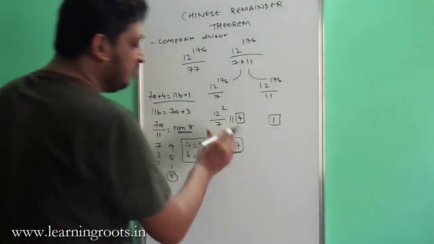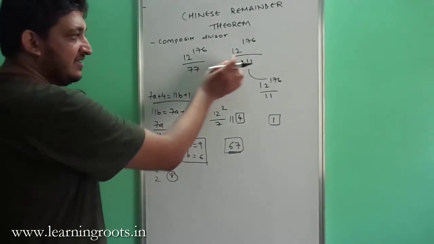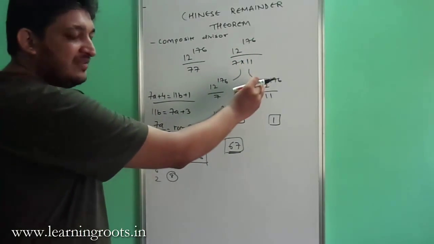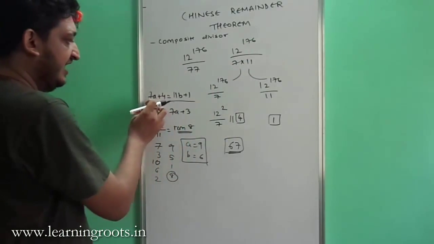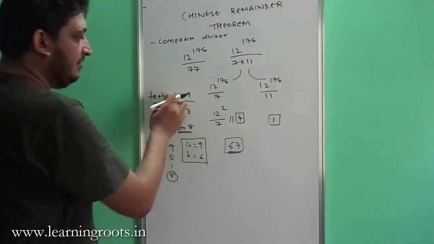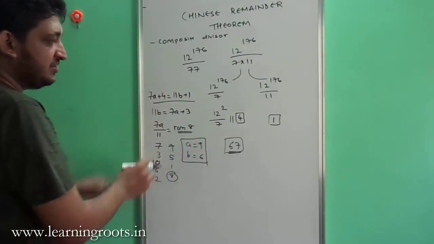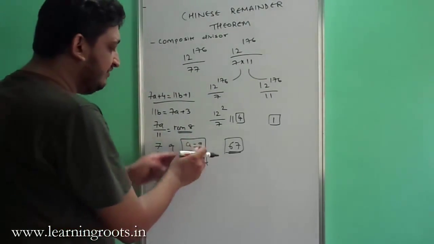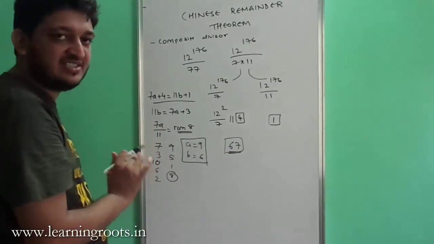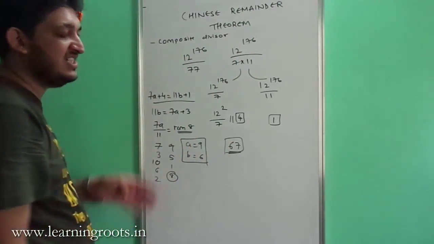So 67 will be your answer. In the case of the Chinese remainder theorem, first split the divisor, divide by both of them individually, and get it in the form of an expression which says 7a plus the remainder and 11b plus the remainder. Then equate these two, and find the minimum values of a and b which satisfy this equation. If you plug in either of these two values, you get the answer, which is also the remainder of 12 raised to 176 mod 77.